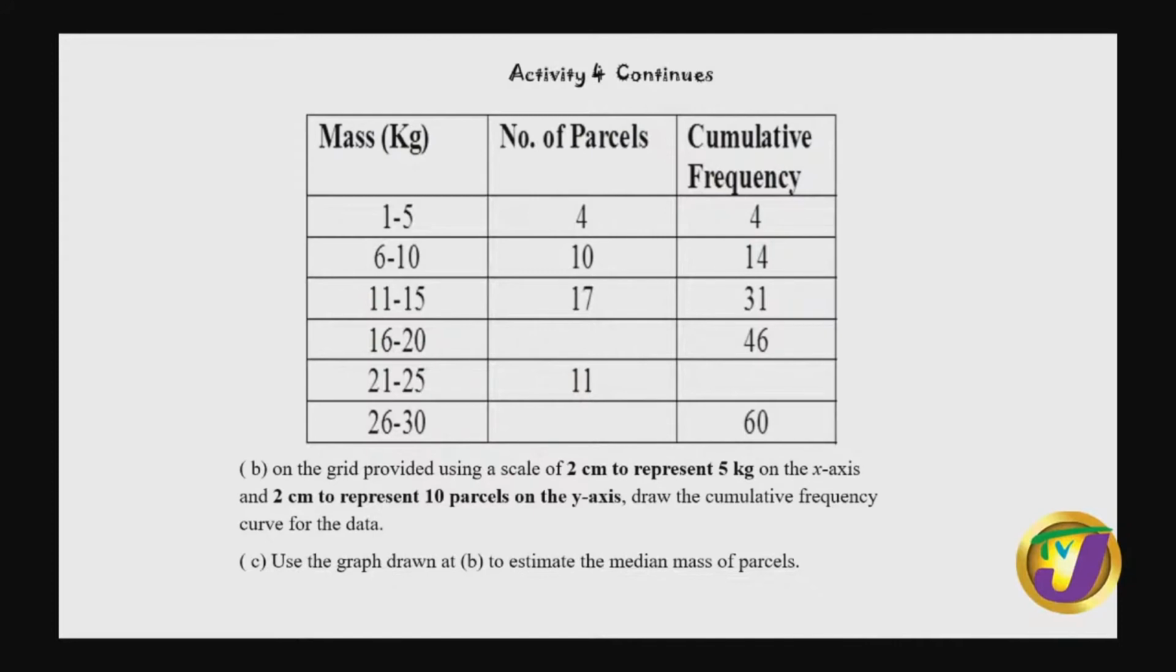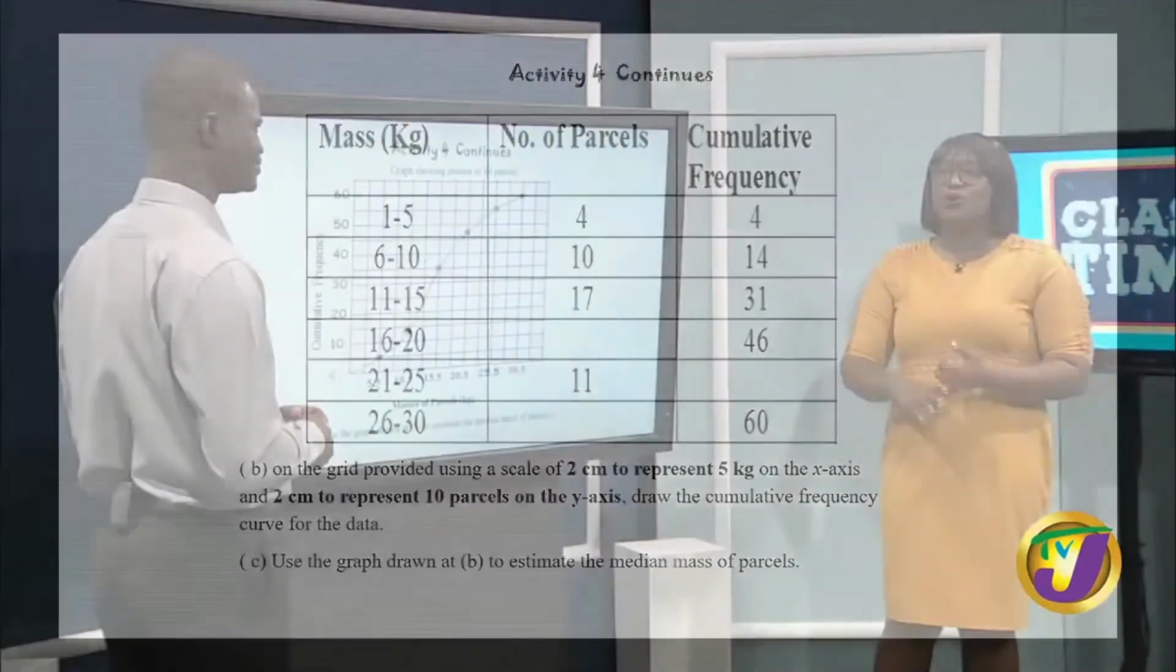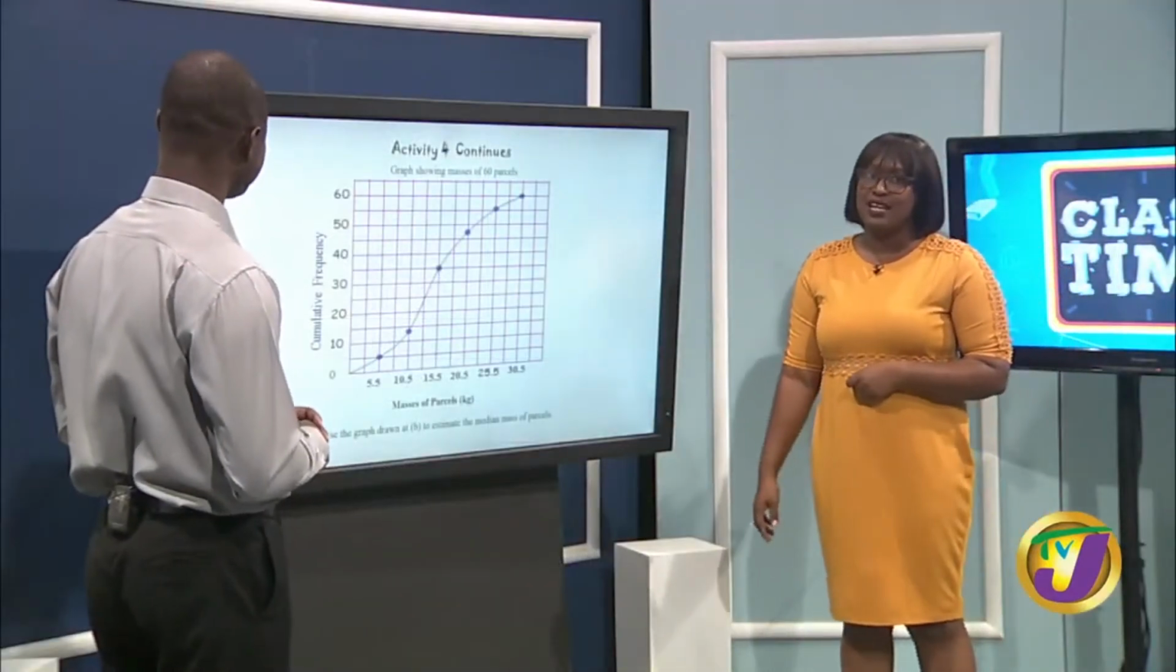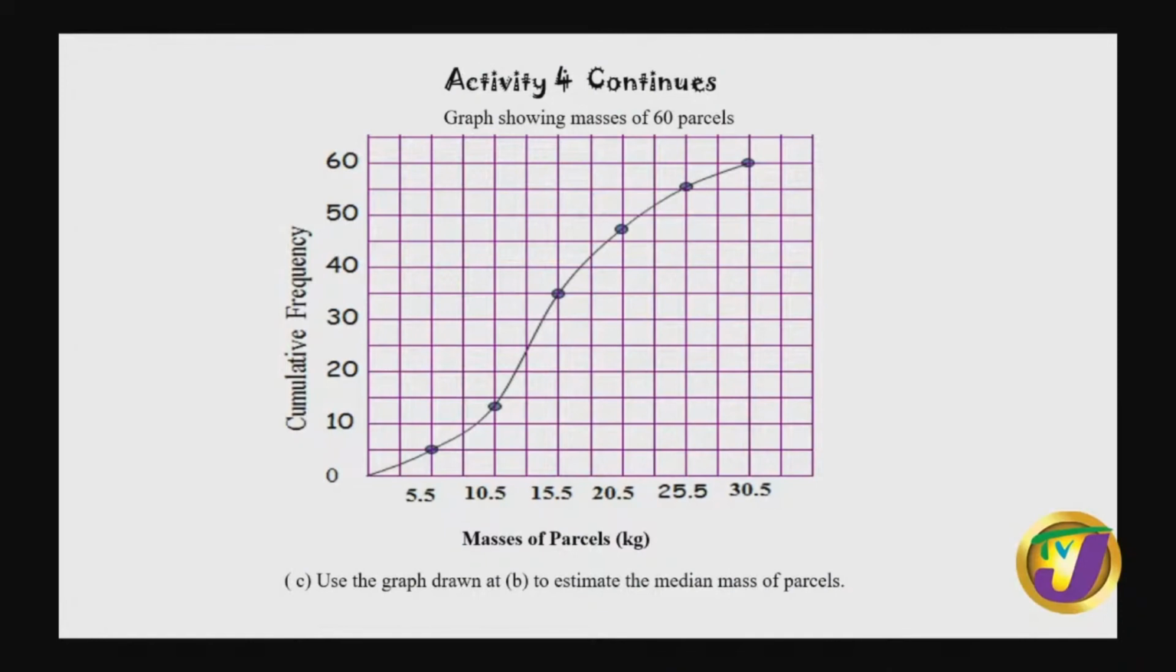So these words are coming back: mean, mode, median. Oh boy. All right, so here we have our curve. On our y-axis, we have our cumulative frequency, and on our x-axis, we have the mass of the parcels. I like the shape of this curve. Yes, I like it too. It looks like an S.